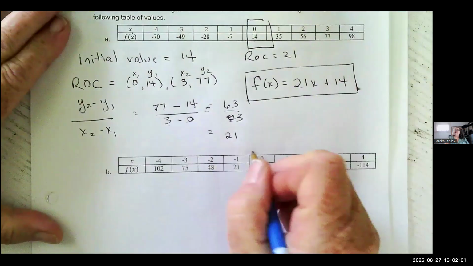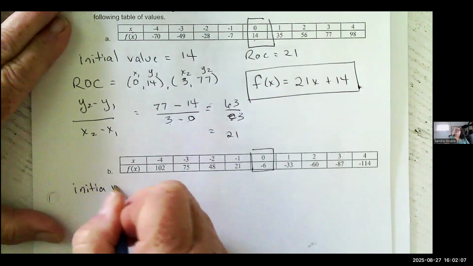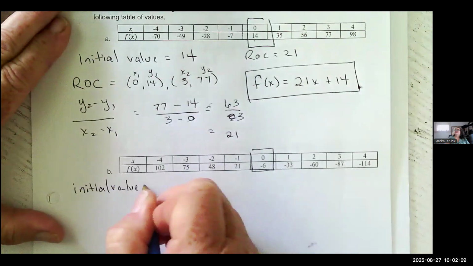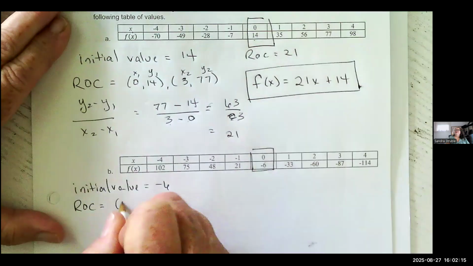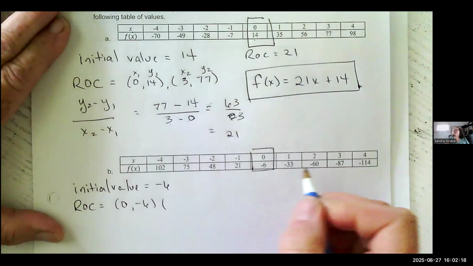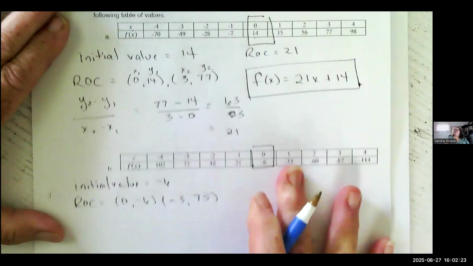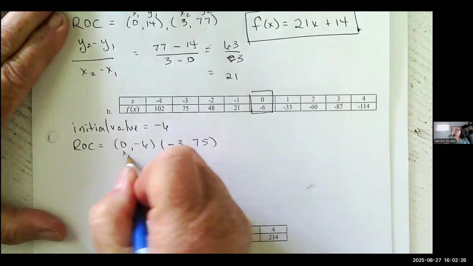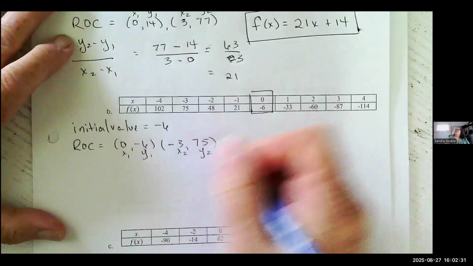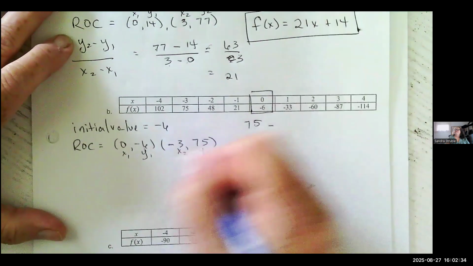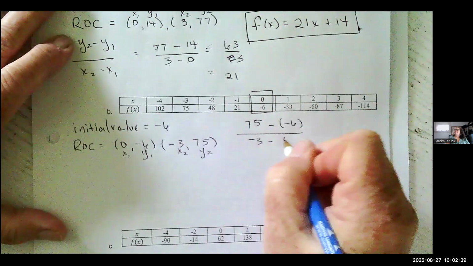All right. So my initial value is going to be -6. And my rate of change is, I'm going to choose 0, -6. And I'll choose, let's go -3, 75. It doesn't matter which one we choose. All right, so label. And then I've got y sub 2 minus y sub 1 over x sub 2 minus x sub 1.